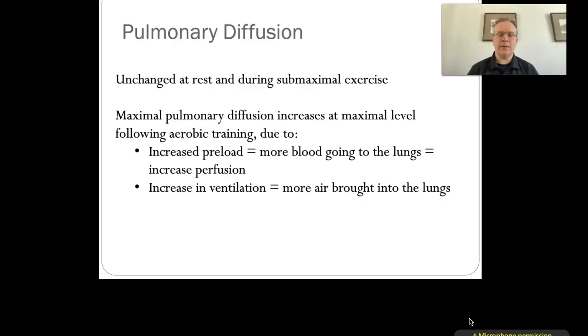Really at rest, we're going to see perfusion on the lower half, and I would even say the lower third of the lungs. So we're not having much perfusion overall in the lungs itself. But during higher intensity exercise, we increase that overall ventilation. We have 100% perfusion of the lungs, so more air brought into the lungs at that point, more blood and more diffusion happening at the lungs.